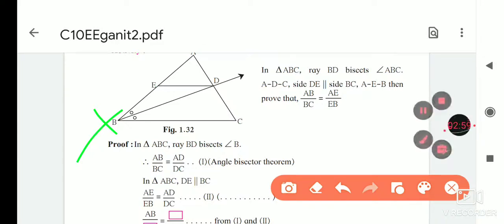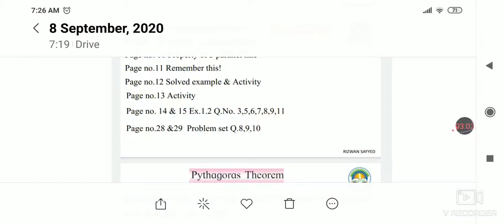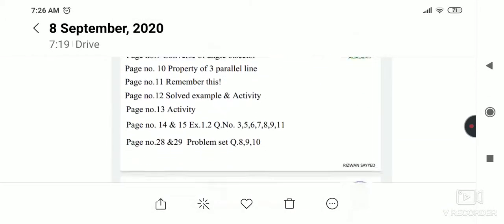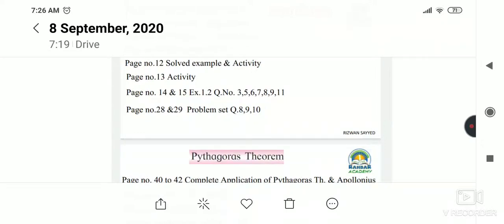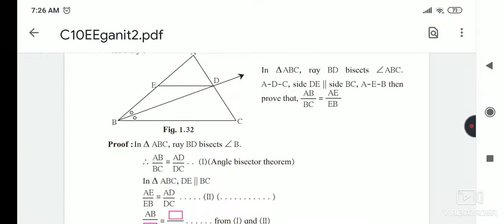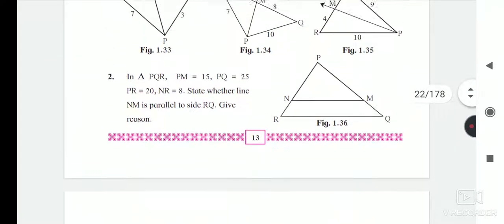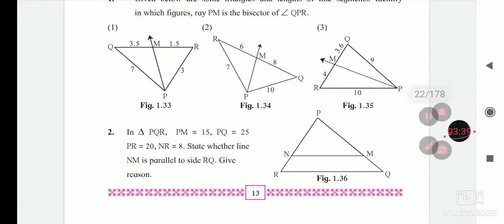Okay, then next, from page number 13, the activity I just showed was deducted from the syllabus. And then afterwards, on page number 13, problem set, practice set number 1.2, the first and second questions are there for the exam. And after that, you just see page number 14 and 15. So here it is page number 13. These two examples are there for the exam.